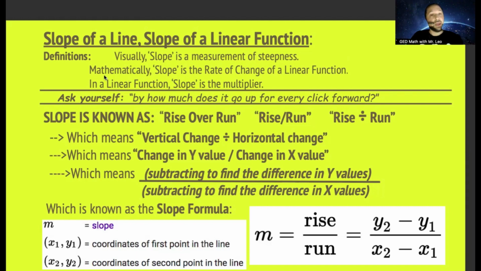That's visually. Mathematically, slope is the rate of change for a linear function. In a linear function, slope is the multiplier. Slope is the rate of change for a linear function. If it costs 20 cents for every additional ounce, the slope is 20 cents.